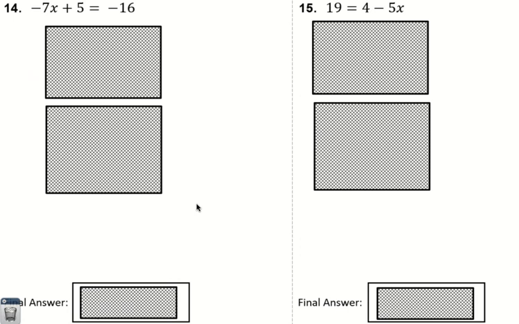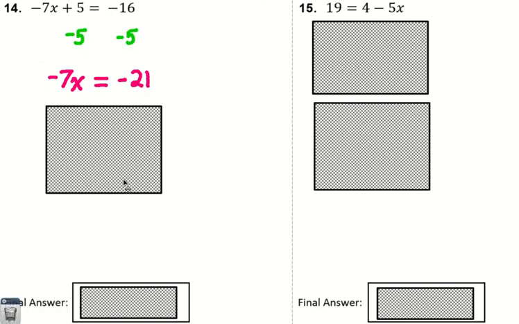Number 14, these are all very similar, aren't they? What are we going to do first in number 14? We're going to subtract 5 from both sides to get rid of that, and so we start to get x by itself.